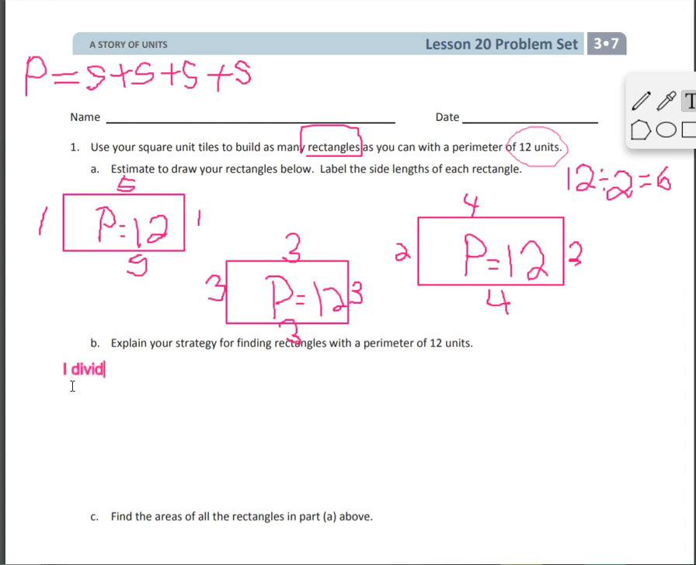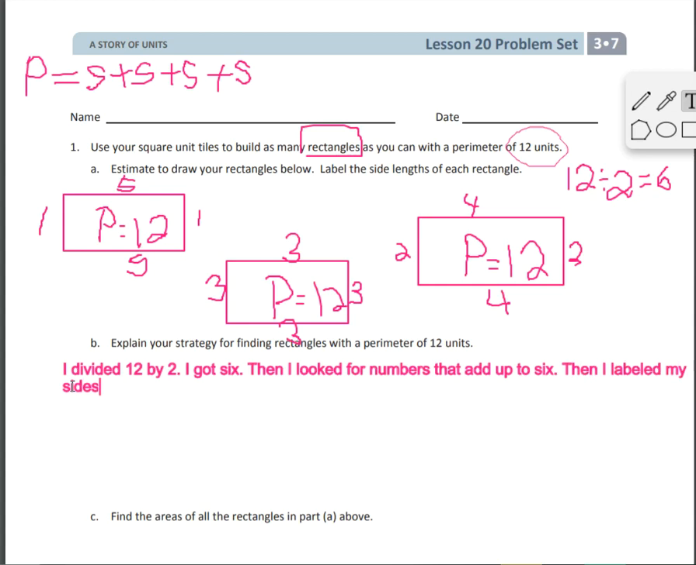So I divided 12 by 2. I got 6. Then I looked for numbers that add up to 6. Then I labeled my sides. Oops, it's cutting off. Let me see if it can come down. And checked my work.